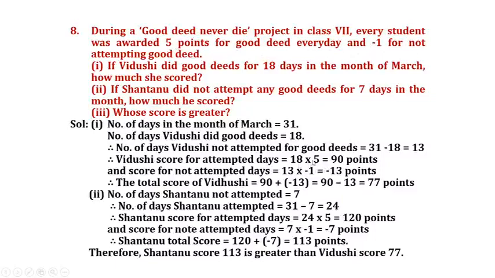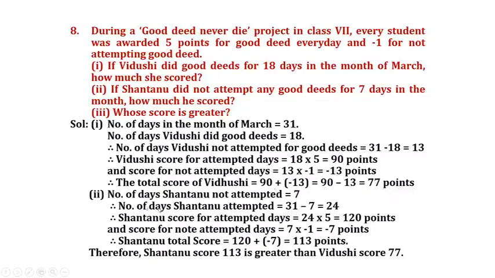So 18 into 5 is equal to 90 points here, and the score for non-attempted days is equal to 13 into minus 1, because it is 13 here. 13 into minus 1 is minus 13 points she got. So now you can find out the total marks which she scored, which is 90 plus of minus 13. The total score you can find out by adding these two. So now it is 90 minus 13, which is equal to 77 points which she got.